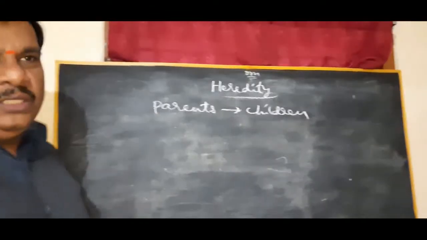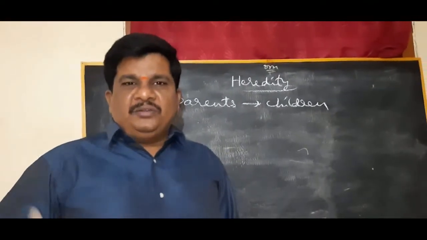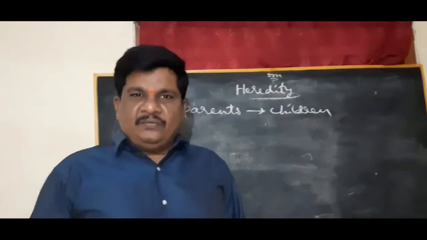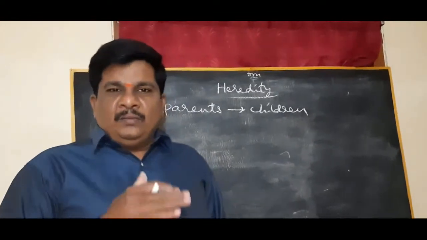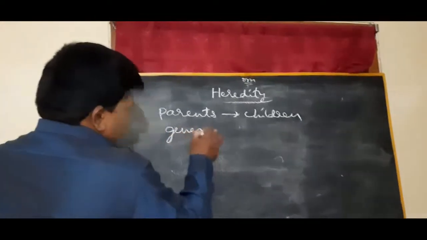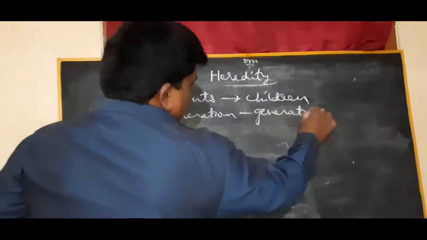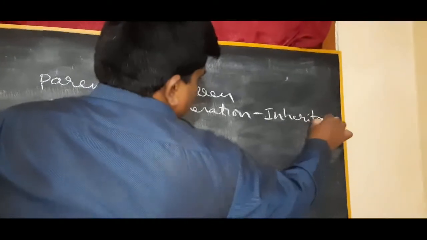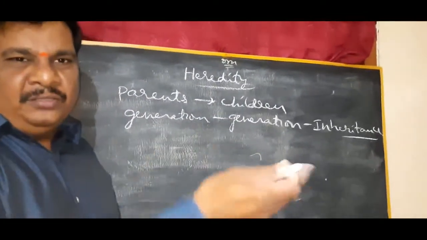So what about generation to generation? The same character is seen from generation to generation. Suppose a bald head is there in the grandfather, is seen in the father, and seen in the son. Like this, it's passing from generation to generation. So when different characters pass from generation to generation, we call it inheritance. What do you call? Inheritance. So inheritance means passing of characters from generation to generation.